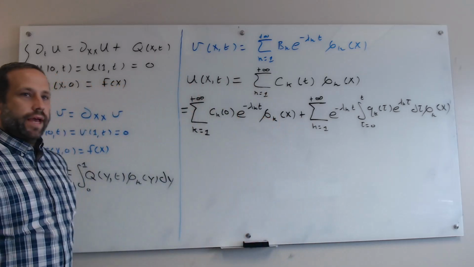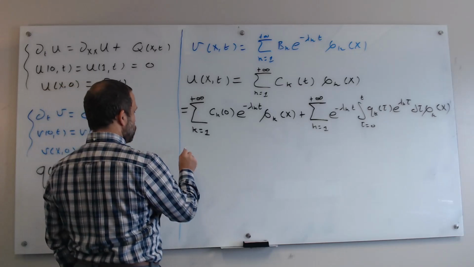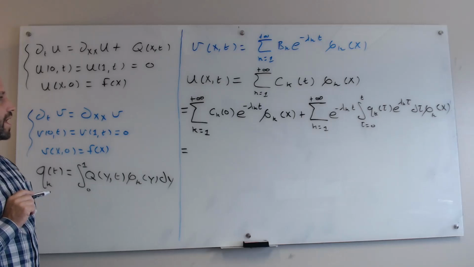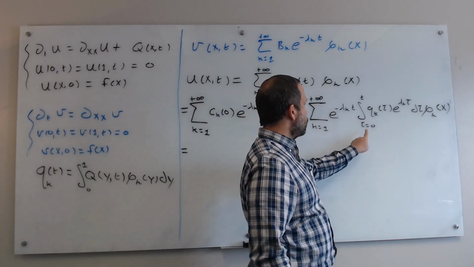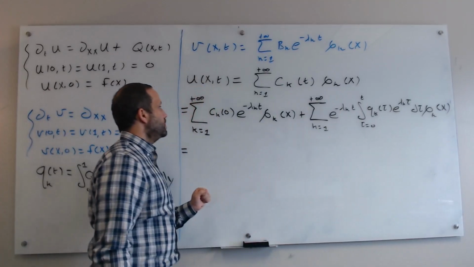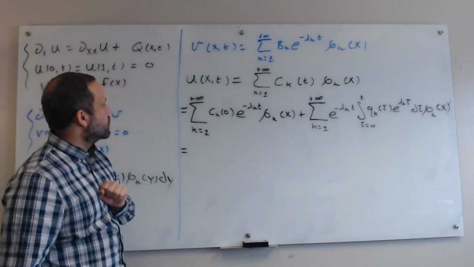Okay, so let's start replacing these things with what we know they're equal to. So c_k of 0. Let's think about what c_k of 0 is. Well, if you plug in t equal to 0, we have an integral from tau equals 0 to 0. So this entire sum is equal to 0 when t is equal to 0. That's equal to 1 when t is equal to 0.